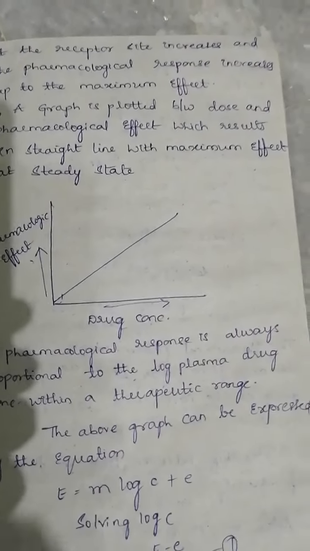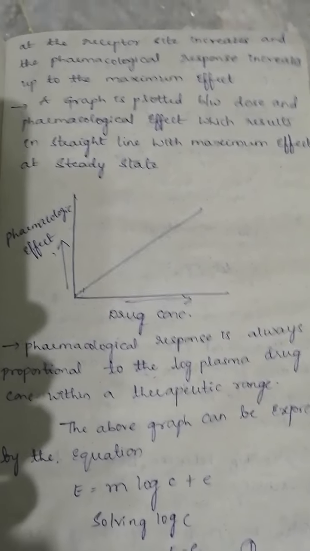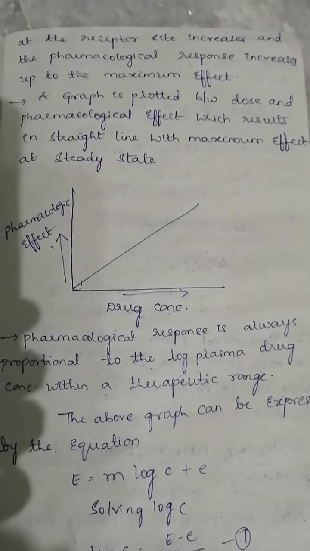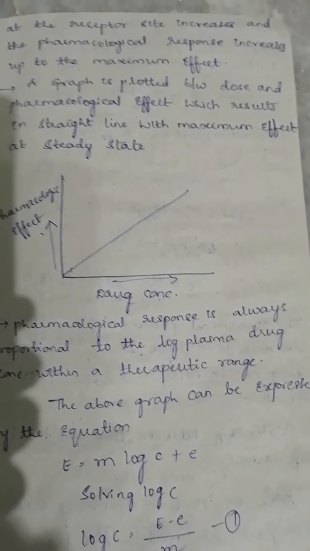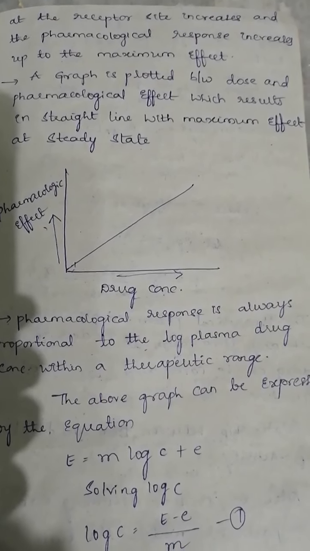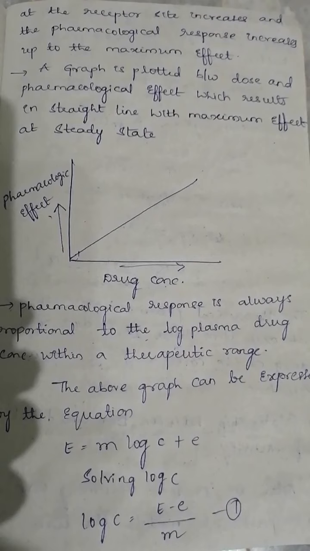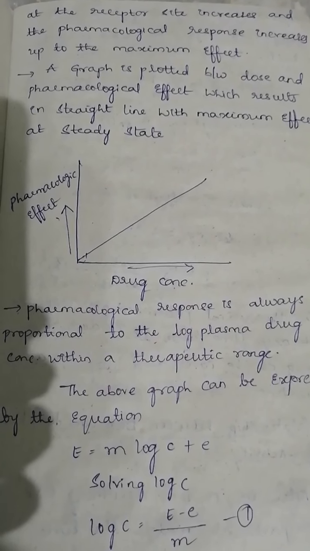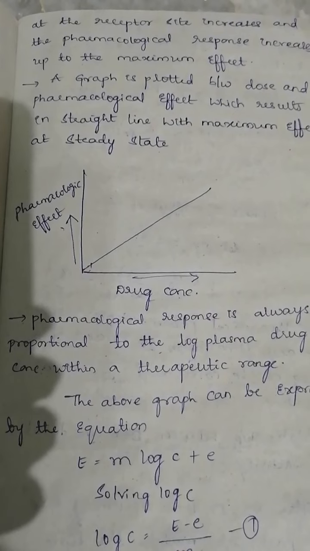Okay, so it is indicating that as the concentration of the drug is increasing, your pharmacological effect will also be increased. So whenever you plot a graph between your drug concentration and pharmacological effect, you will get a linear line. Okay, so this one is explained one by one equation. Here you can see the pharmacological response is always proportional to the log plasma drug concentration within a therapeutic range. So whatever the effect that is there, that will be in the therapeutic range only.